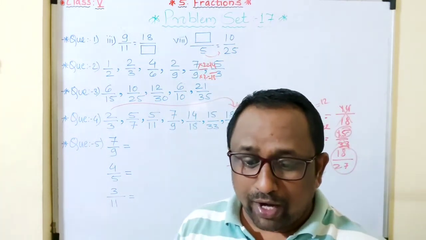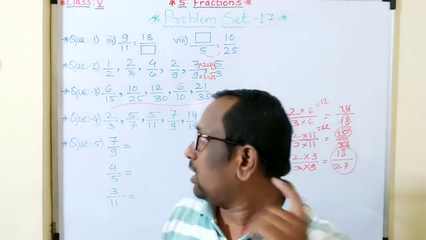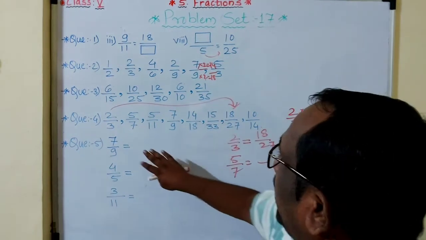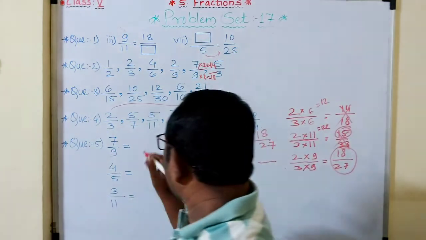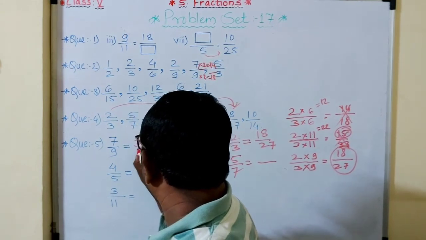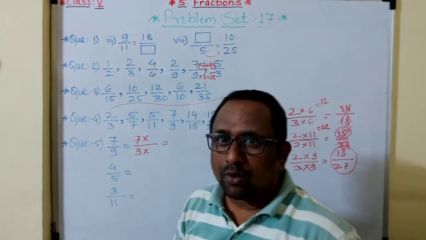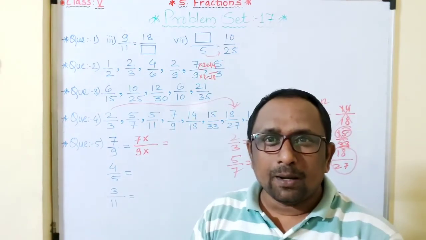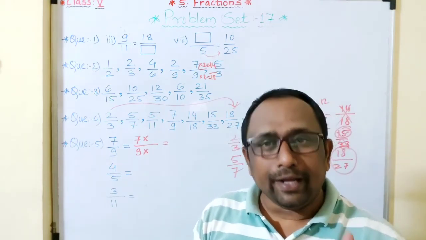Now students, we will move to the last question. Now see, find 2 equivalent fractions for each of the following fractions. Okay. So here we have to find 2 equivalent fractions. I told you a simple way. We have to find 2 equivalent fractions, means 7 upon 9. Okay. So as I told you, our rule is, if we multiply a number to the numerator, the same number you have to multiply to the denominator.